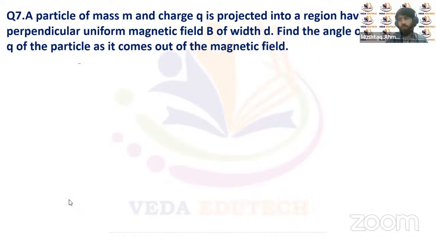Now let's move on to question number 7, right? Question number 7 is that a particle of mass m, charge q is projected into a region having a perpendicular uniform magnetic field B of width d. Find the angle of deviation θ of the particle as it comes out of the magnetic field, right? So the question is like this.